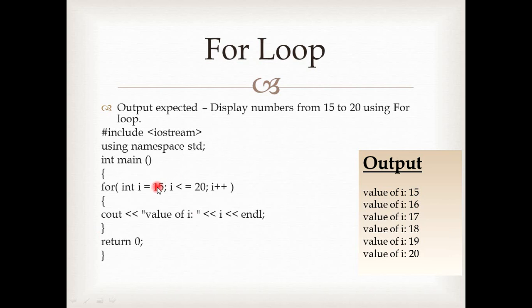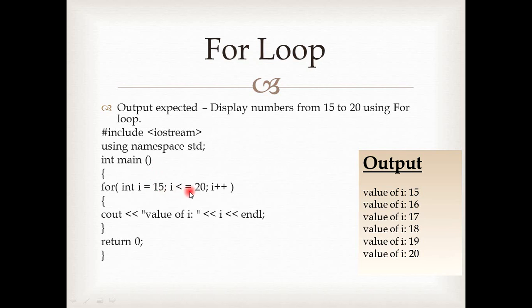Now my I becomes 16. Now it checks for the condition. 16 is less than or equal to 20. Yes, the condition is true. It gets inside the loop. Value of I, 16, will be printed. Next it sees the closing bracket. Where does it go? Yes, it increments. Now 17. Similarly 18, 19, 20.